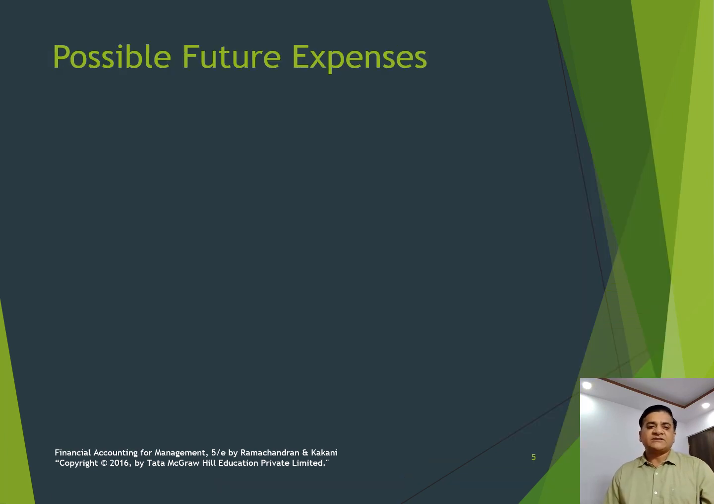Now we need to consider the future possible expenses also. How do you do that? We have seen in our earlier class that whatever future expenses are there need to be provided for. Now the question arises, how do we provide for an expense which is going to happen in future? We need to make an appropriate estimate for that. Right? We need to make an estimate to that extent.